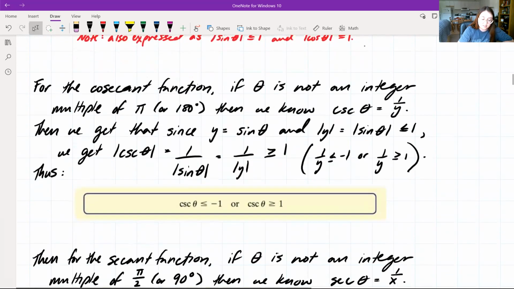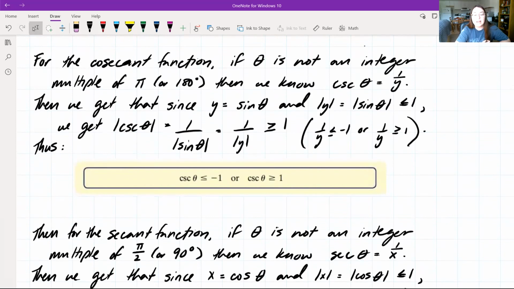Then for the cosecant function, if theta is not an integer multiple of pi, or 180 degrees, then we know that cosecant theta is equal to 1 over y. Then since y is equal to sine of theta, and the absolute value of sine of theta is less than or equal to 1, then the absolute value of y is less than or equal to 1.